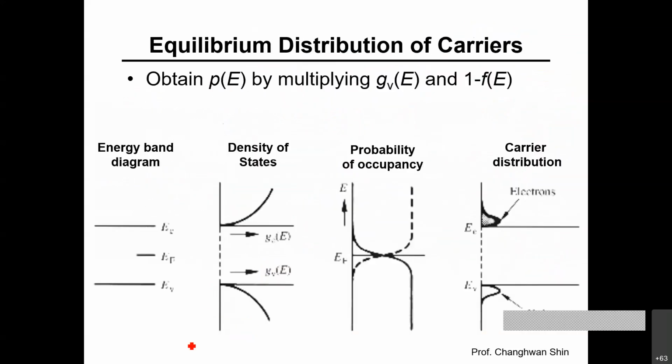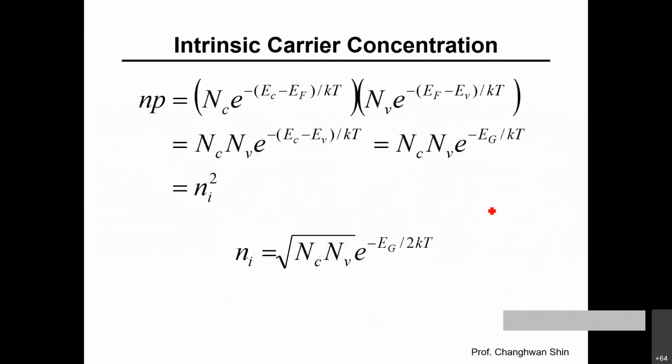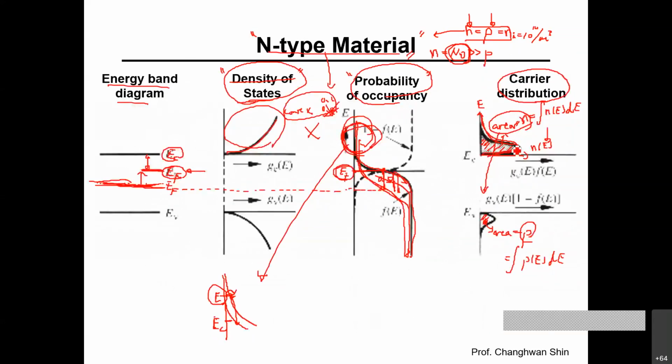Let's go back to the original one here. Take a look at this figure. For pure, undoped silicon, the number of electrons in the conduction band should follow this distribution. Now, in N-type material, the curve becomes bigger and bigger. So let's redraw it.